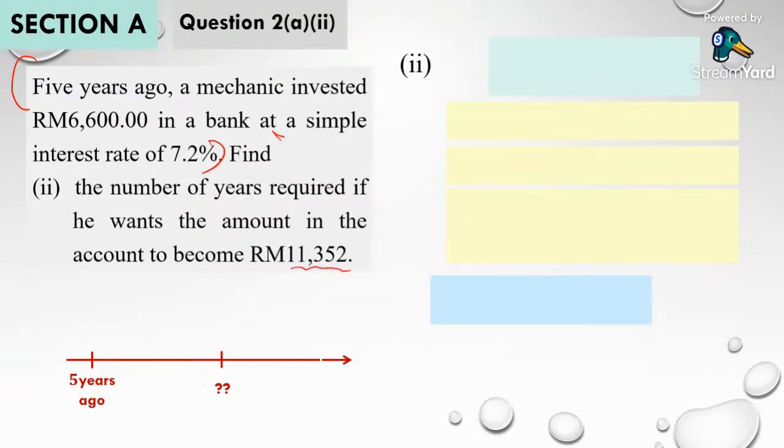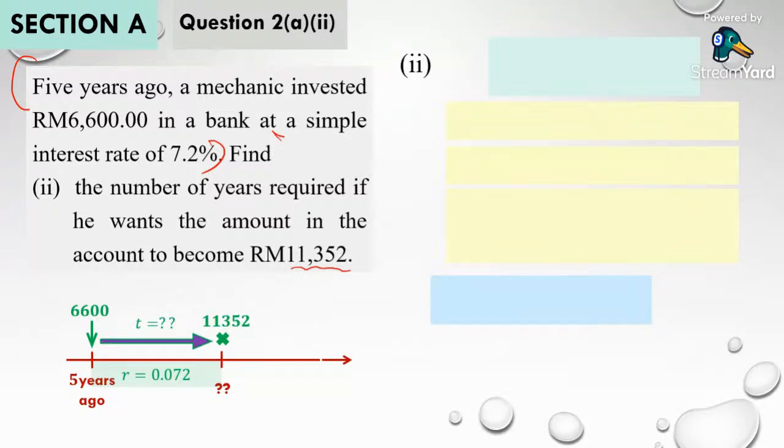So what is happening here is that, using the same timeline, initially 5 years ago, 6,600 was invested into the account. Then it rolls for some time under the interest rate of 7.2% and gets a future value of 11352. The only thing we have no idea about is, from 6600 until 11352, how many years have taken place. We would like to find out the duration.